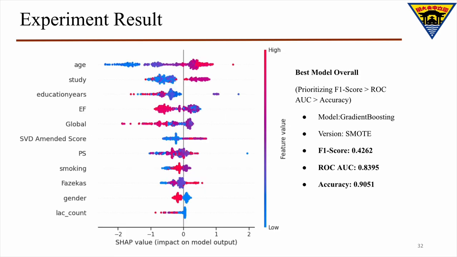And here are our experiment results. We can find the best model is gradient boosting with SMOTE. It has 0.426 on F1 score. And on the left hand side, you can see that for these models, we did SHAP. We can find some features like age, study, and education years as our highly important feature columns.